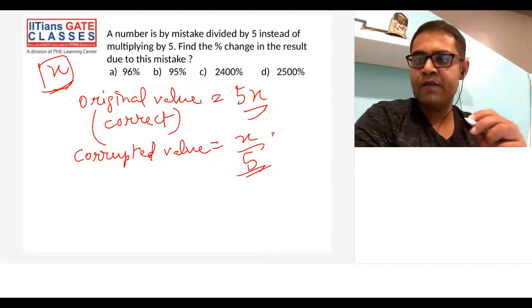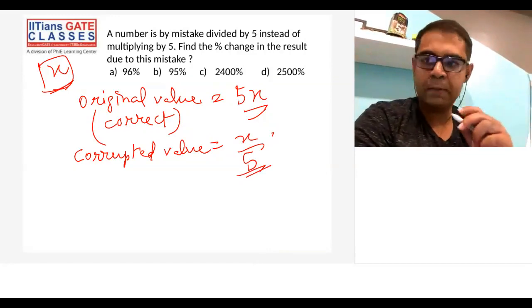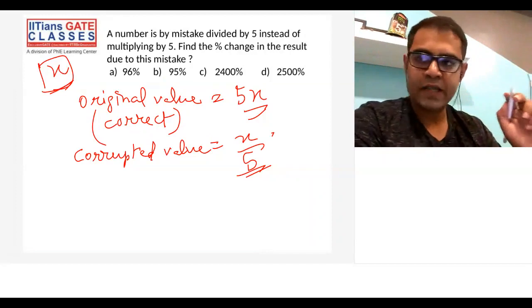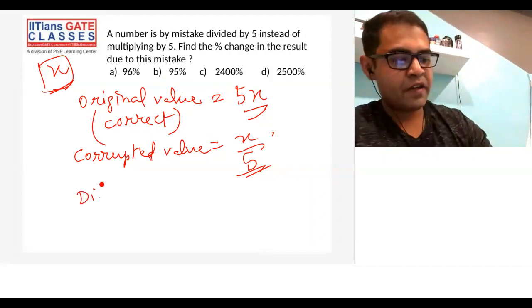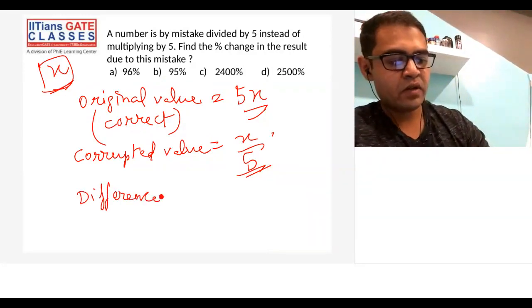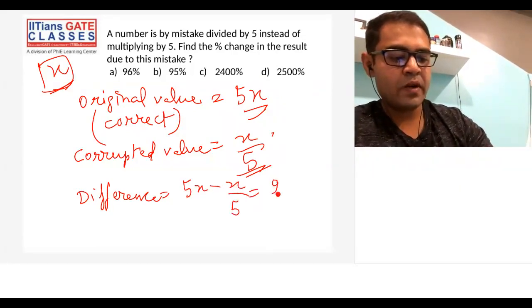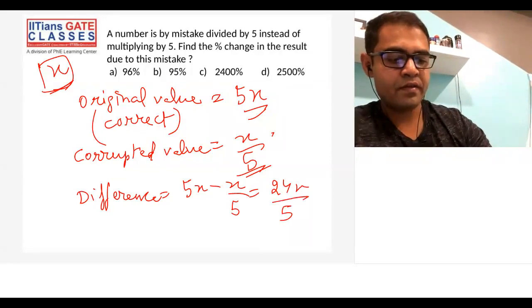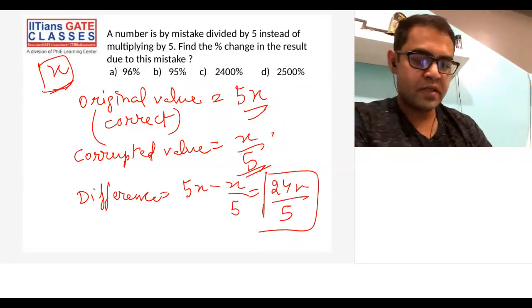You got x by 5 instead of getting 5x. Okay. So first calculate the difference. The difference between these two values is what? Difference is 5x minus x by 5. All right. So this will become 24x by 5. Okay. So this is the difference.